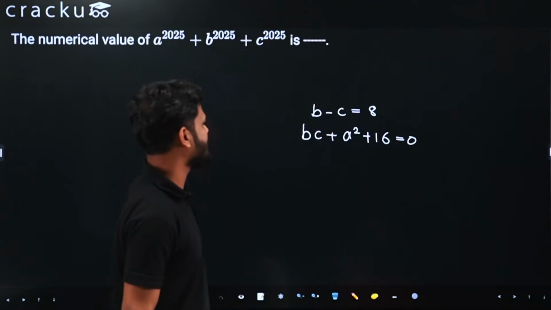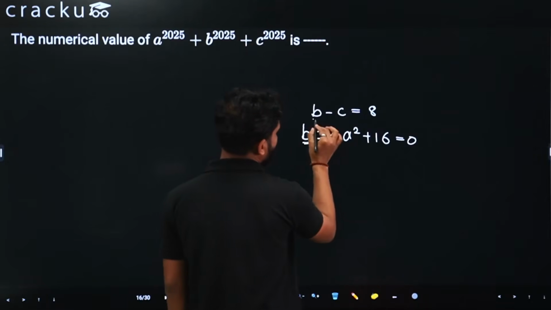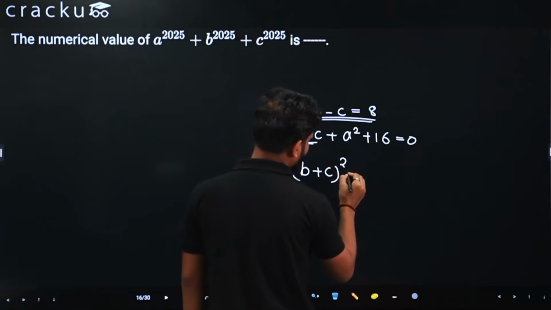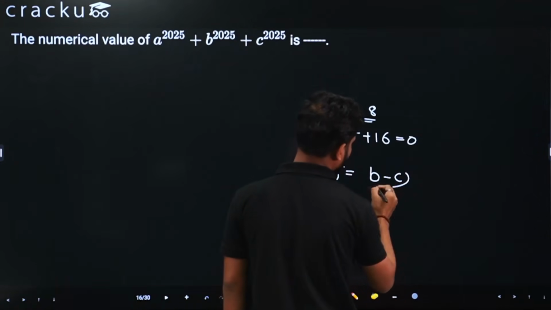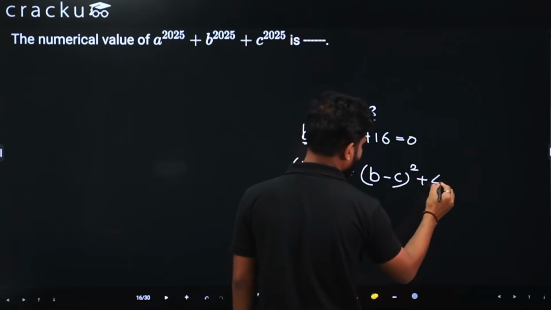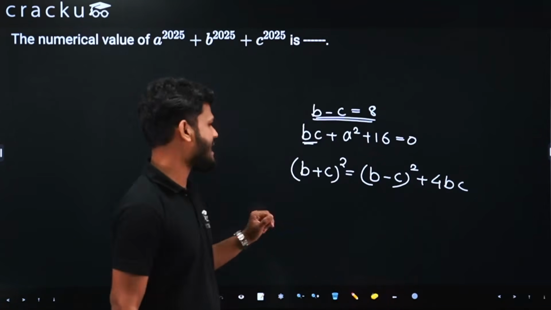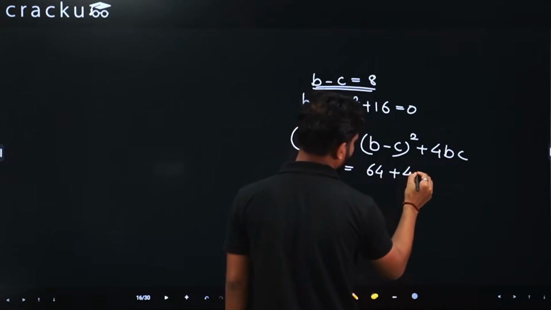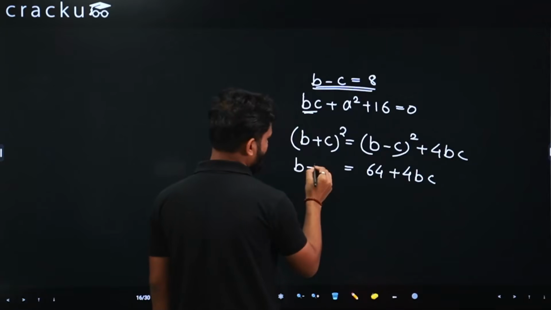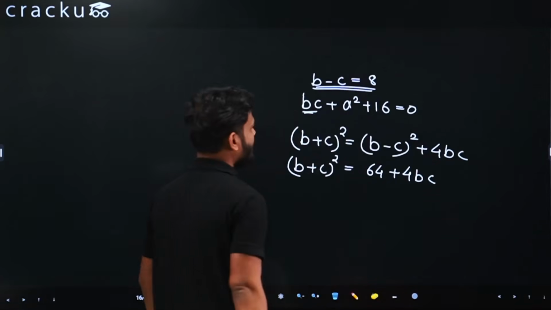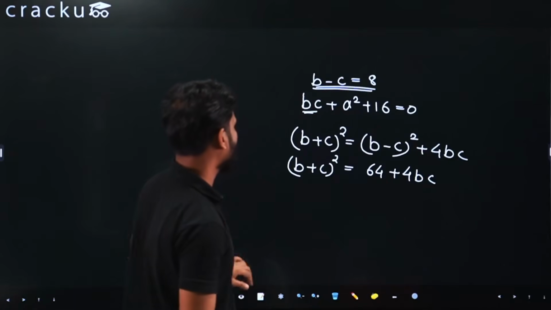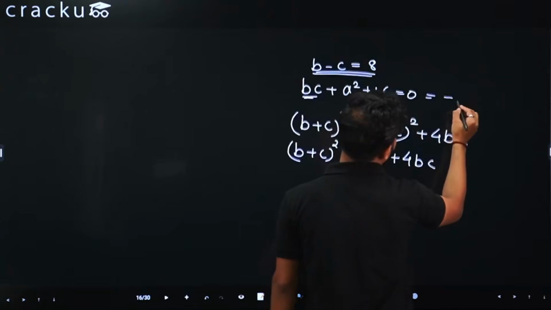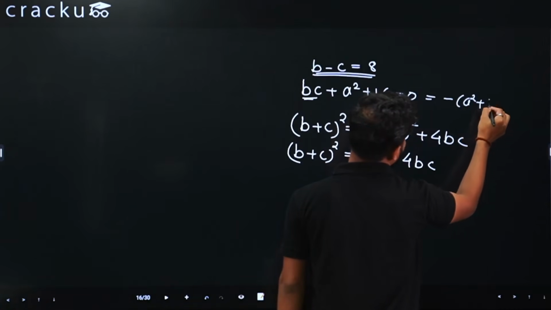Now how can you proceed further? Here something with BC is given, so let us try this. I can say B plus C whole square is equal to B minus C whole square plus 4BC, right? This is a normal identity. What is B minus C whole square? It is 64, plus 4BC, is equal to B plus C whole square. Now what is BC? BC is minus of A square plus 16.